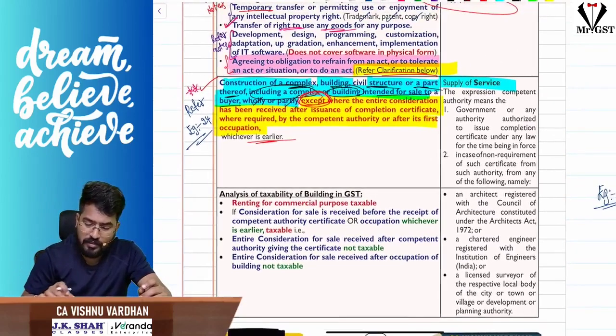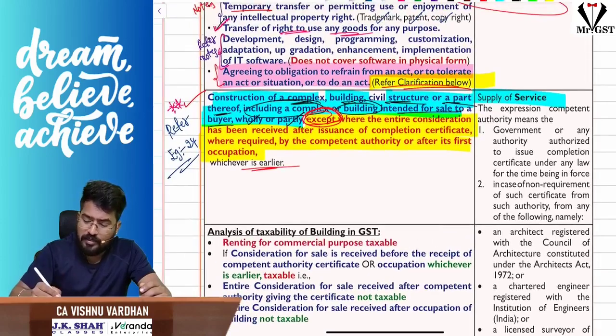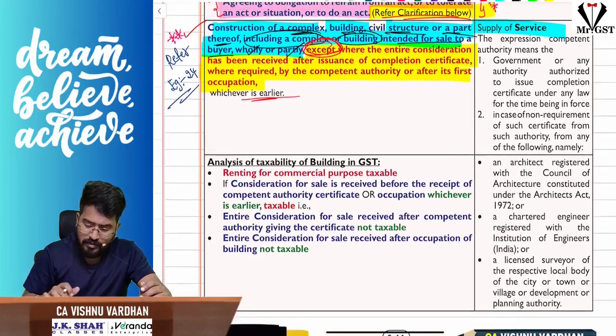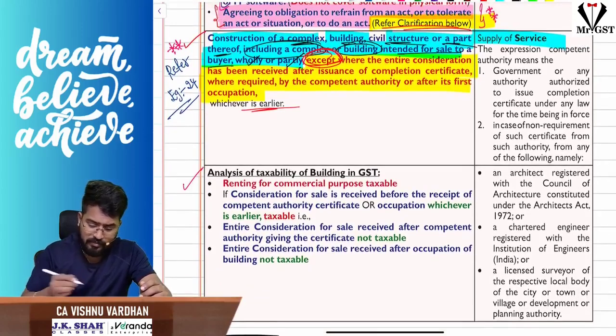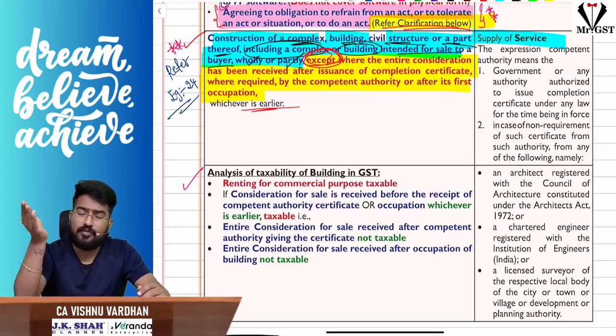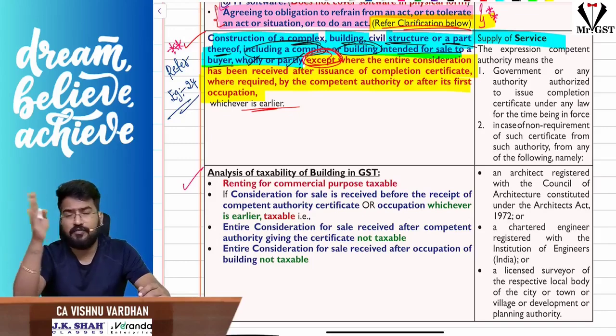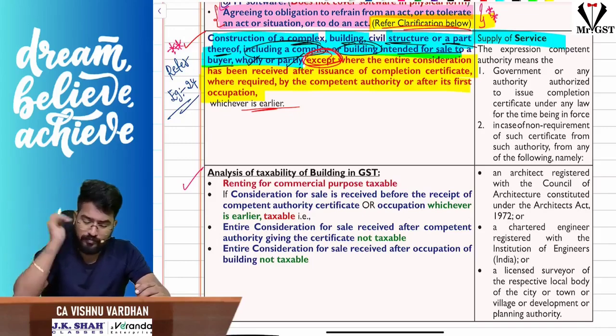Next, here one more thing is there, agreeing to tolerate something. This is also important, so we'll discuss here. So the analysis has been given here. And I repeat, if you are buying the under construction properties, the total consideration will become supply of service, not just the advance amount what you give during the construction. So even though you have given 10 rupees advance during the construction, the total building cost will be treated as supply of service.